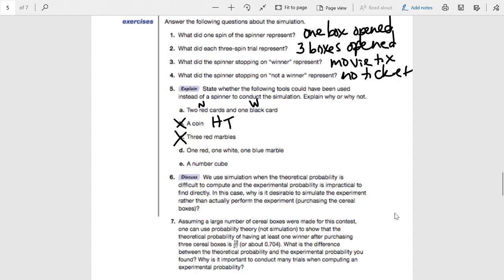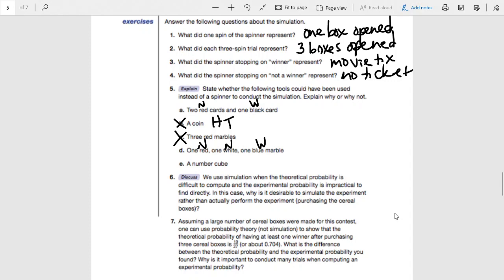1 red, 1 white, 1 blue. We have 3 different pieces, which is good. And even though they're all different colors, we could determine beforehand, we could say the red and white ones are my not winners and the blue one is my winner. And that would give me my 1 to 2 ratio here. 1 winner to 2 not winners.